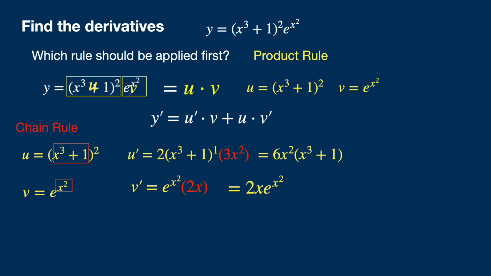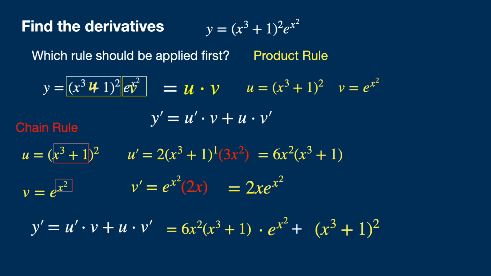So we find y prime is u prime times v plus u times v prime. That's going to be 6x squared times (x cubed plus 1) times e to the x squared, that's the u prime times v, plus u, which is (x cubed plus 1) squared, times 2x e to the x squared. This example combines the chain rule and the product rule. Most of the time you use the product rule first to find the derivative.